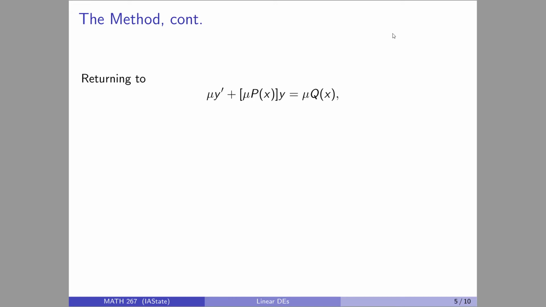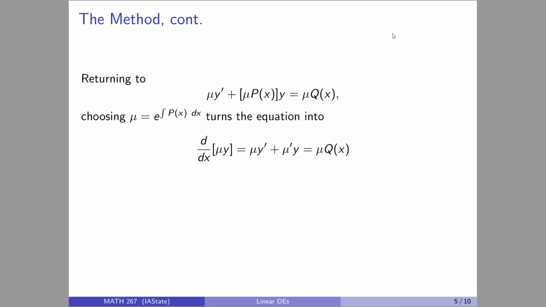So, if I return to this expression right here, letting mu be e to the integral of p of x dx, we just verified that this is the choice that turns mu p of x into mu prime. That means that the left-hand side is a derivative, so integrating gives me an explicit solution for y.